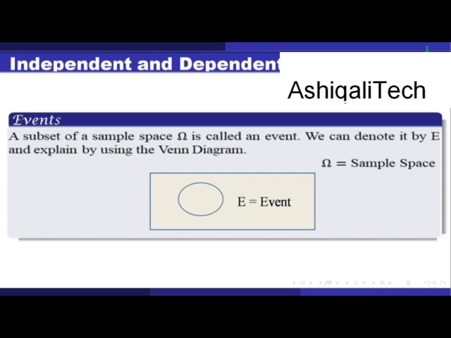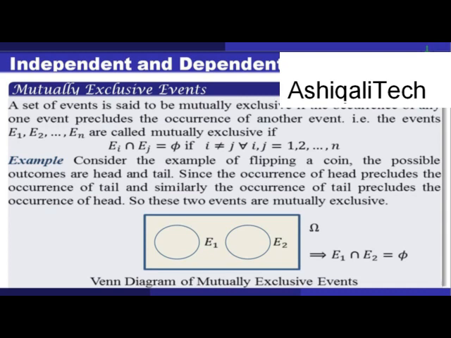So consider the following Venn diagram. We have the sample space omega represented by this rectangle. Then inside this rectangle we have event E, which is represented by a circle. Now we discuss different types of events.